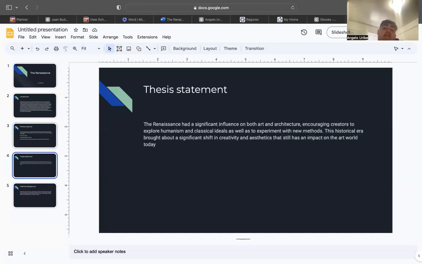My thesis statement. My thesis is the Renaissance had a significant influence on both art and architecture, encouraging creators to explore humanism and classical ideas, as well as to experiment with new methods. This historical era brought about a significant shift in creativity and aesthetics that still has an impact on the art world today.